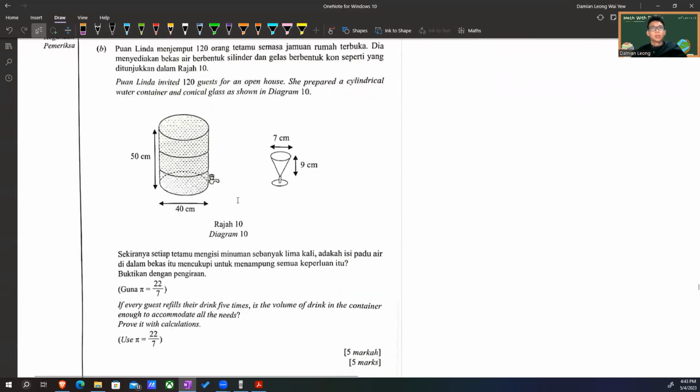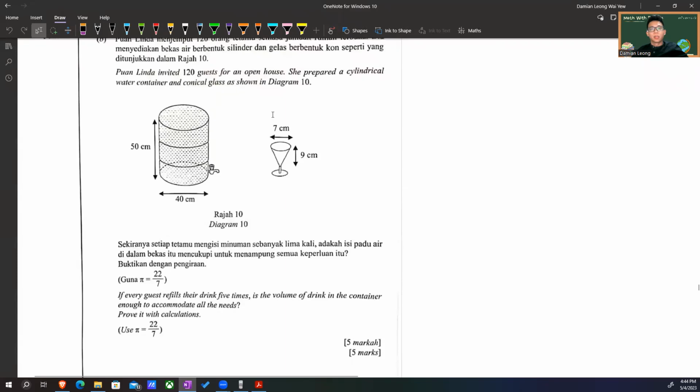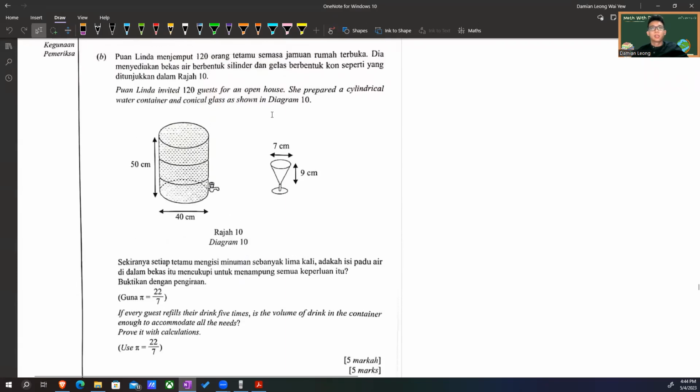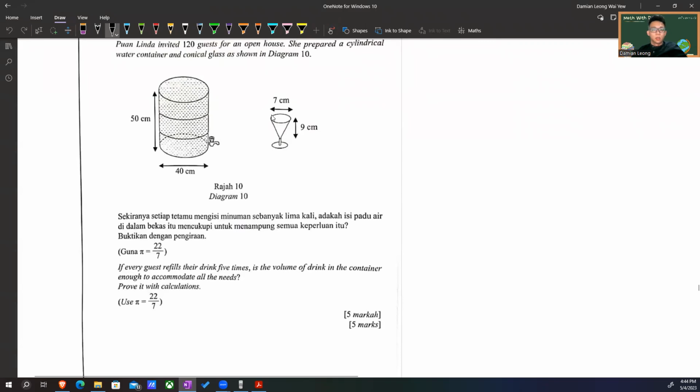And part B. Puan Linda invited 120 guests for an open house. She prepared a cylindrical water container and conical glasses as shown in diagram 10. If every guest refills their drinks 5 times, is the volume of drinks in the container enough to accommodate all the needs? So I count the volume needed, which will be 120 guests times 5 drinks each times the volume of 1 glass. Each glass is a cone, so 1/3 times pi r square h.